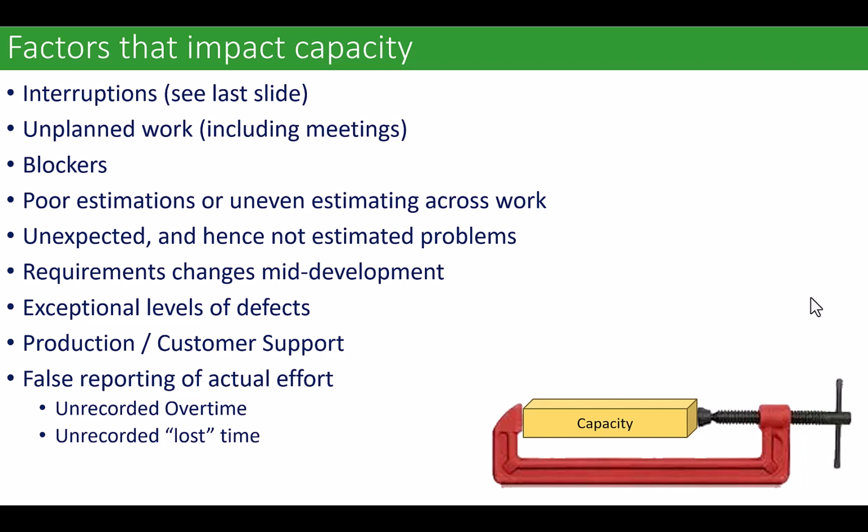Unexpected problems. So you plan that you do A, B, C, D, E, F in the user story, and you get through about D and you go, oh no, there's insert magic here. Or that doesn't work the way we thought it would. Oh no. Requirements changes mid-development are absolutely ghastly.